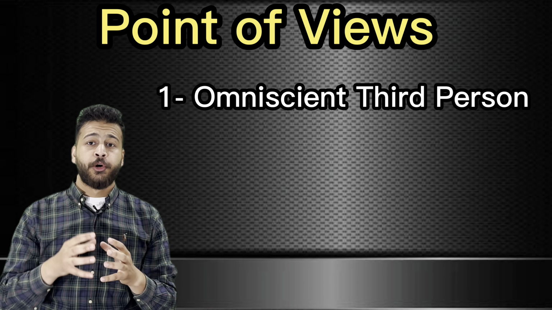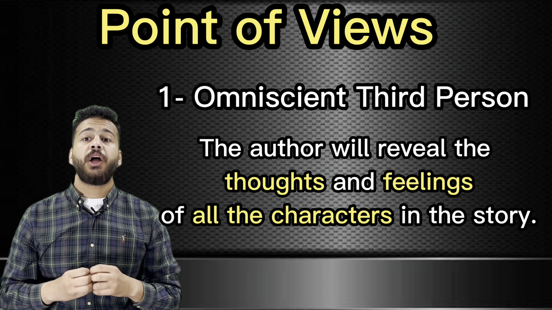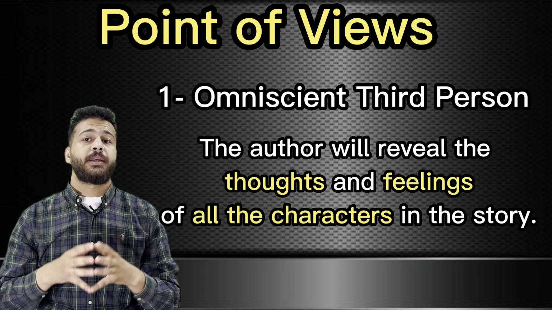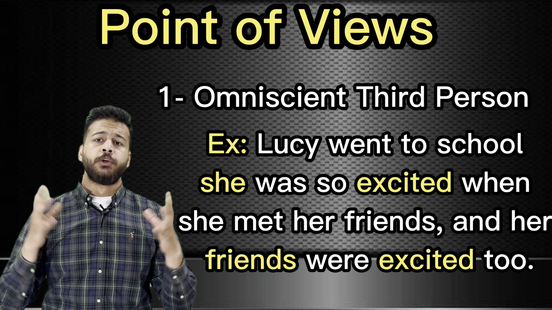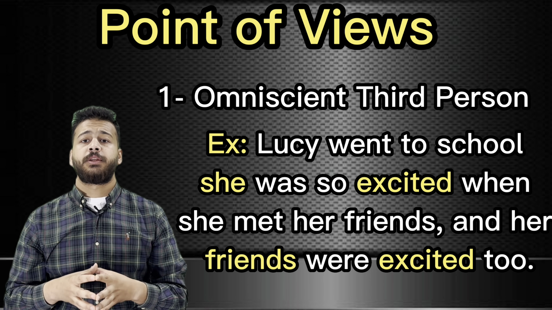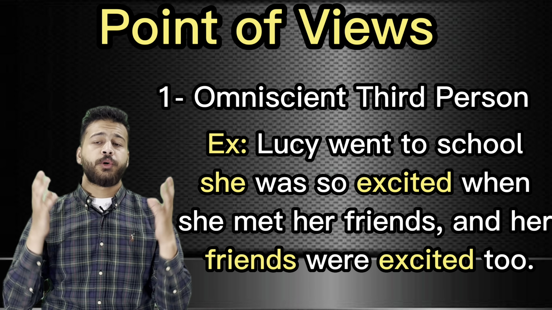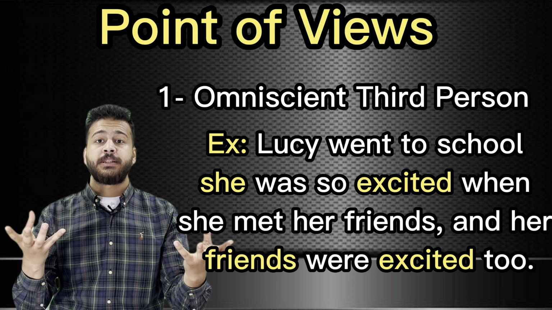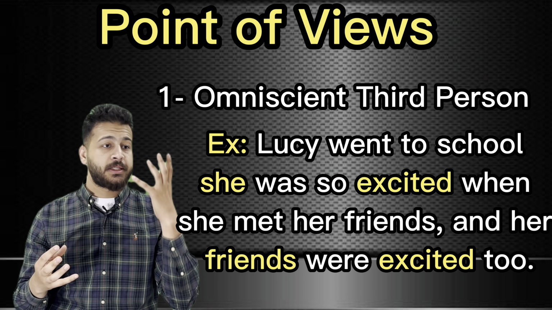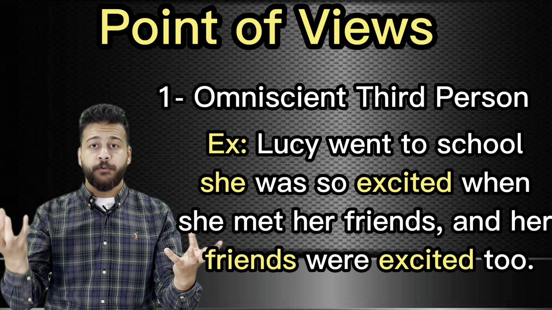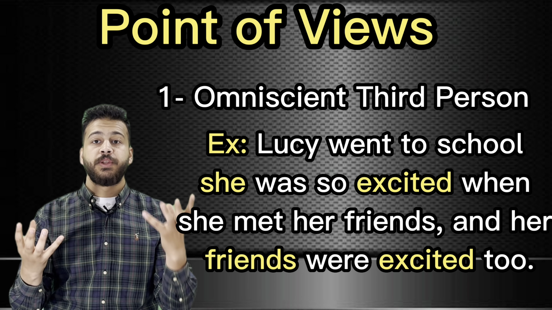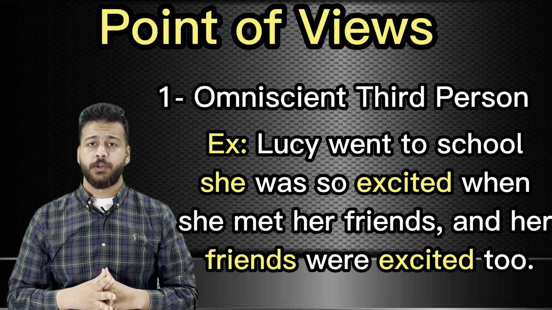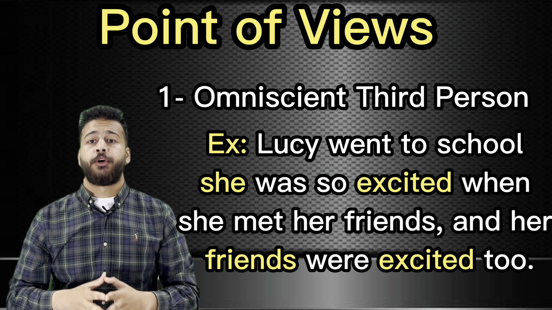In the omniscient third person, the author would reveal the thoughts and feelings of all the characters in the story. So let's say that you are writing an example about a girl. You're gonna say, Lucy went to school, she was so excited. When she met her friends, they were excited too. So here I'm narrating a story about Lucy and about her friends, and I revealed their thoughts and feelings. I said that she was excited, and I said that her friends were excited too. So I revealed the thoughts and feelings of all the characters in the story, or more than one character in the story. So this is the omniscient third person.